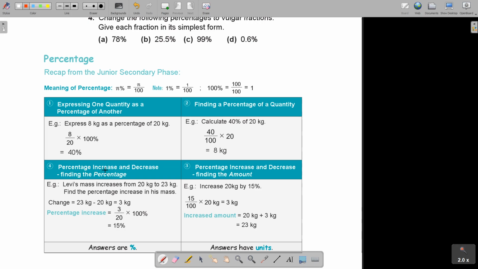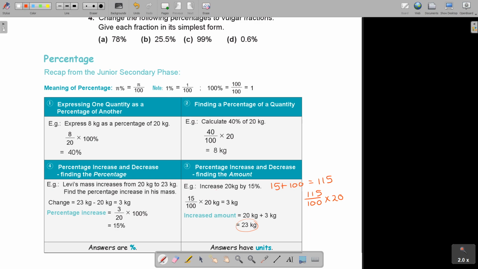And then percentage increase and decrease. Okay, first I like to do it like this because this one reflects to this one. So the percentage increase and decrease, find the amount. So if I'm saying increase 20 by 15%, you can first work out what is 15% and then add it, or you can say 15 plus 100 is 115, and always the one that you want, I want 115, put it over 100 and just multiply it by the 20, and I get 23 kilogram.